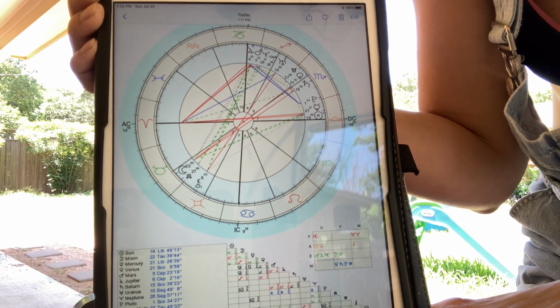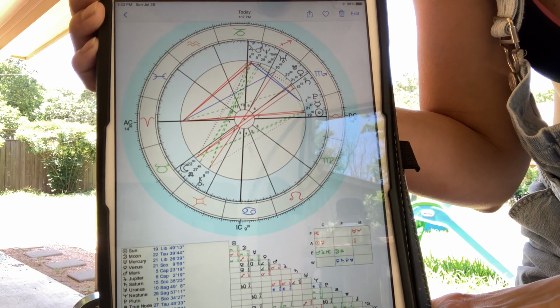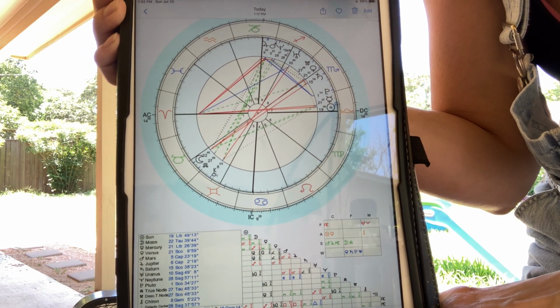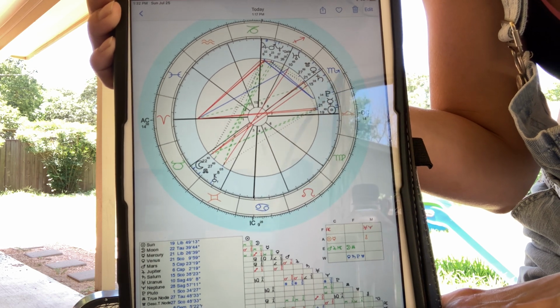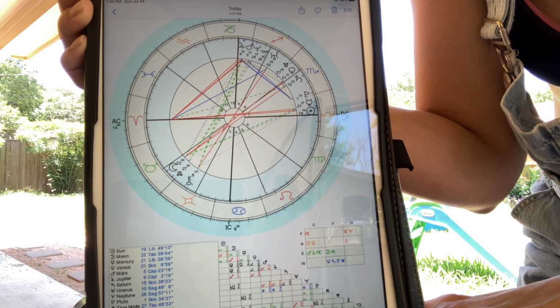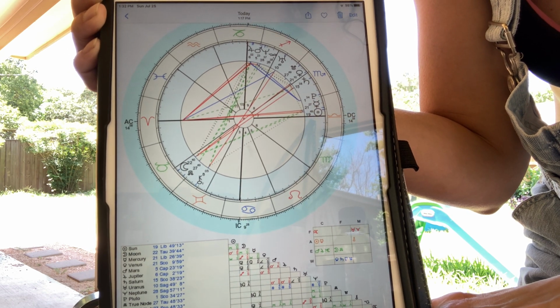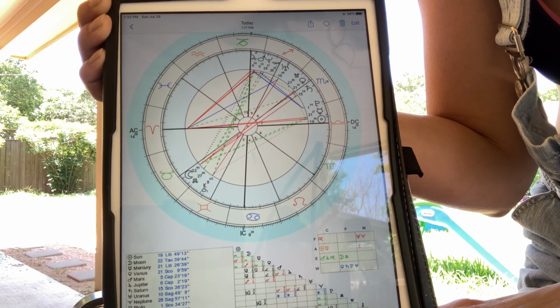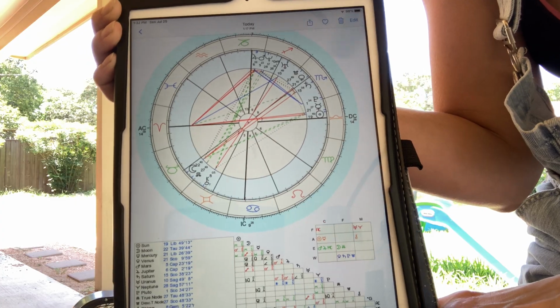It's not quite the same thing as Jupiter being retrograde. It's not, but it does have an affinity. The out of bounds planets do have an affinity for the GC. They feel like they do. And there's no trines. Okay.